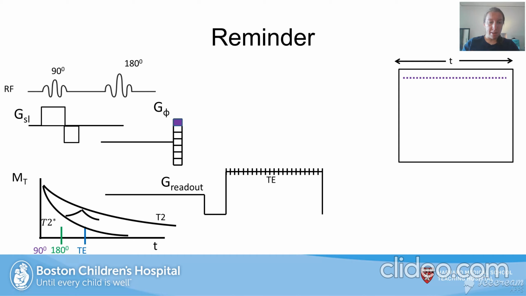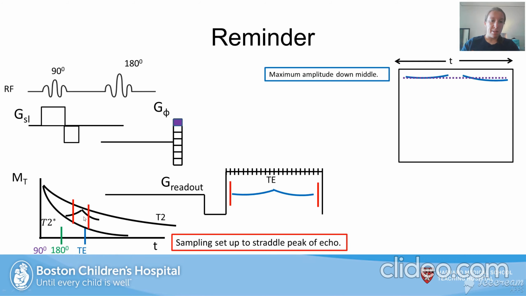So the way that the time is set up, the echo time, is that it straddles this peak right here. And this is essentially when you start sampling the signal. And this is what we record in our image here. And we do that for each line.